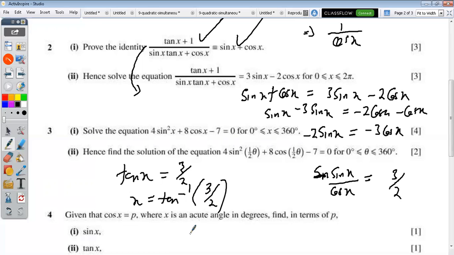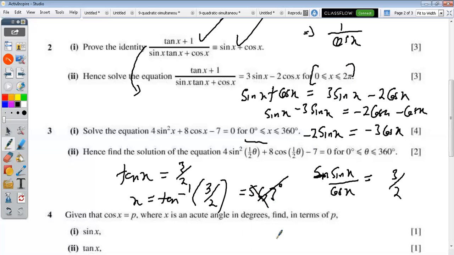What answer do you get? It's a positive. 56.3. Is that the only answer? No. Because what range are we given? If you do this, you lose. If they say this, it means your calculator should be in radians. Can you put your calculator in radians? Yes. They want the answer in radians. That's why they said x from 0 to less than or equal to 2 pi, 360.